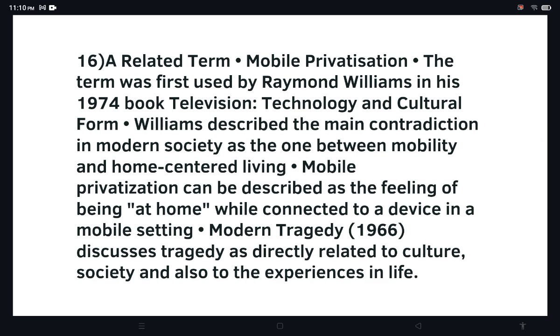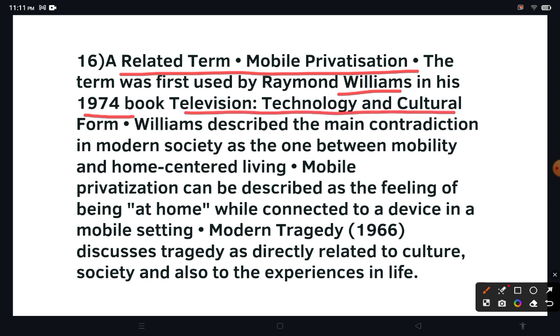his work also relates to the term mobile privatization. The term was first used by Raymond Williams in his 1974 book Television: Technology and Cultural Form. So this is important. William describes the main contradiction in modern society as the one between mobility and home-centered living. Mobile privatization can be described as the feeling of being at home while connected to a device in a mobile setting. You know how it happens in our time also, that if we have our mobile, we think that we are at home, because it has now become our whole world. We cannot connect with people who sit beside us, but we can connect on mobile or social media, commenting and liking each other's posts. So it becomes our home.